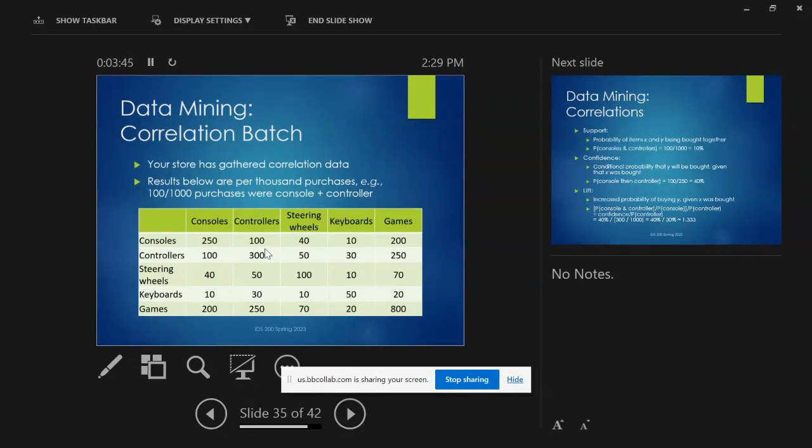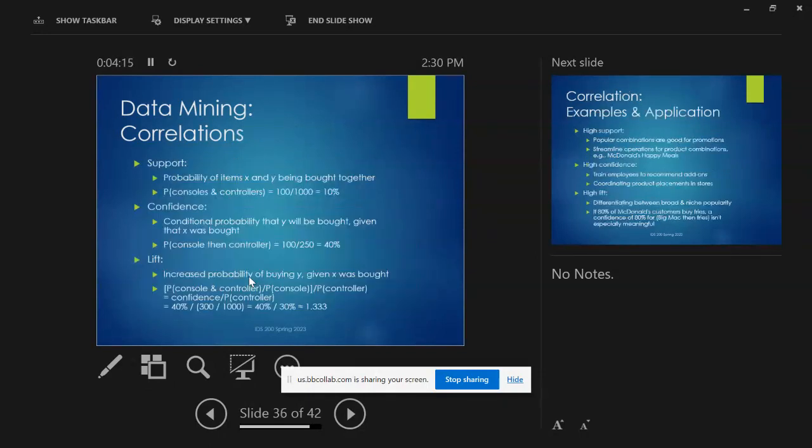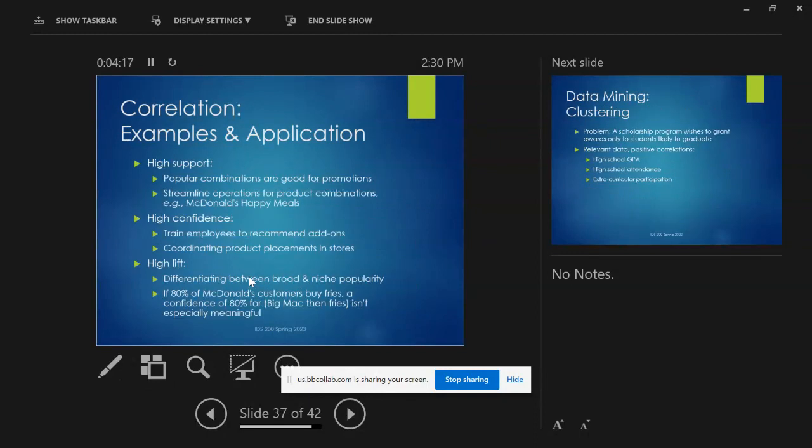So, and controllers, there's a 30% chance that somebody buys a controller from your store. But if you know that somebody bought a keyboard, you know that there's a 60% chance they're going to buy a controller. A person who buys a keyboard is much more likely than average to buy a controller, okay? And lift captures that. The lift on that is going to say, yeah, if you buy a keyboard, you're a lot more likely to buy a controller than a customer that we otherwise know nothing about. Okay, now, where are these things used?